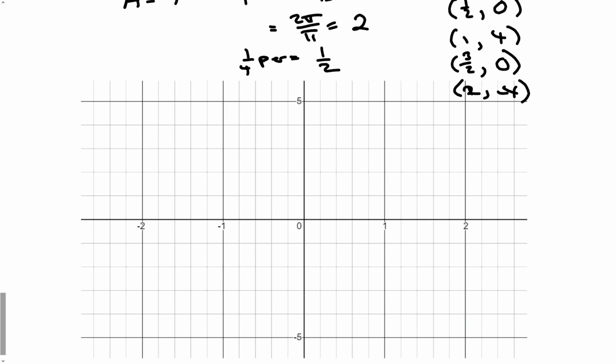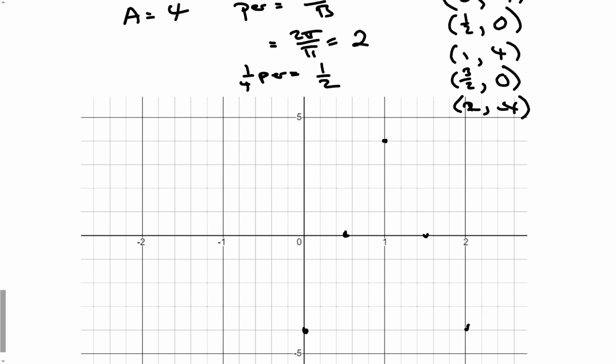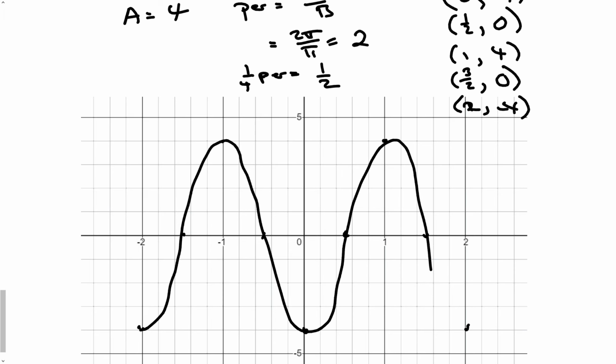To graph, 0, -4, 1/2. Ooh, I have still 1, 2, 3, 4. Okay, so 1/2 is right there. 1/2, 0, 1, 4, 3 over 2, 0, and -2, -4. And the question said to graph it between -2 and +2, so I would just keep that going this way. And we would get my graph that looks like a nice smooth curve.